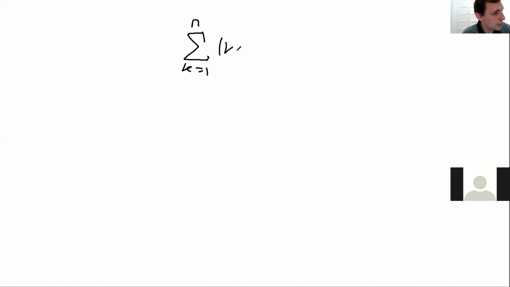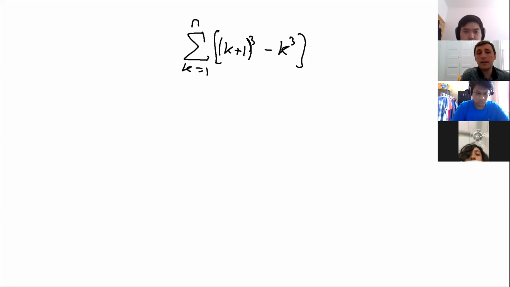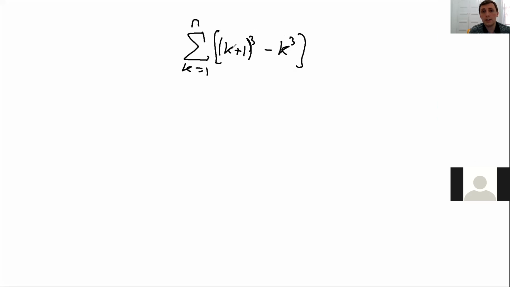And that would be (k+1) cubed minus k cubed. Notice that it looks like I made something much harder, right? I wanted to figure out the summation for k squared, but I am working with the summation for k cubed. Are you with me? Now, why is it much simpler, guys? You have to look at it and tell me what am I truly adding up.